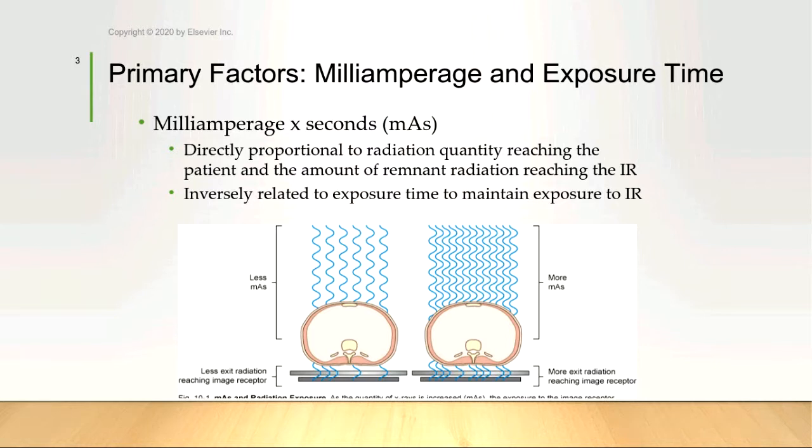Okay, and again, we've seen this image before, but when you have less mass, you have less quantity of photons in this primary beam because you had less electrons released from the heated filament. So when you have less photons striking the patient, you're going to have overall less exit radiation, versus when you raise the mass value, you have more photons striking the patient because more electrons were released from that filament, which yields more exit or remnant radiation.